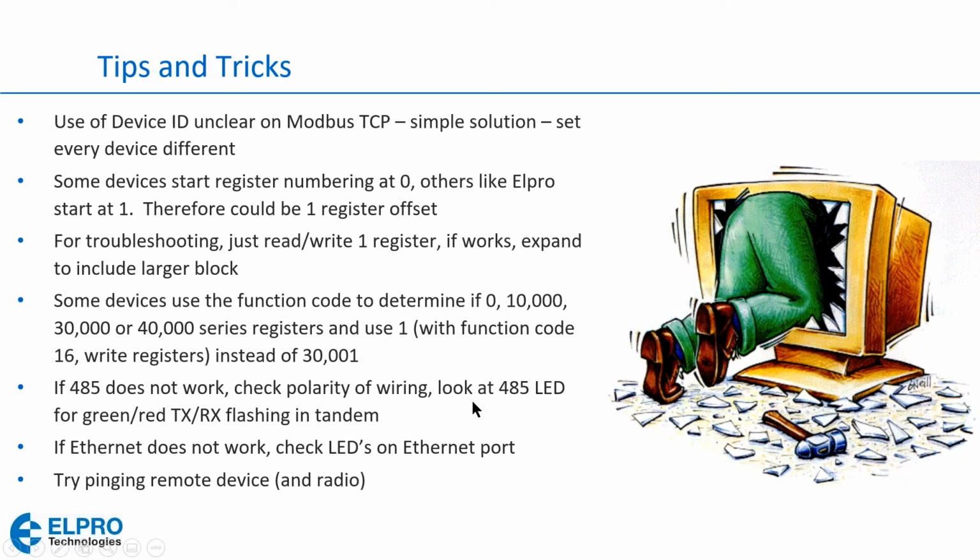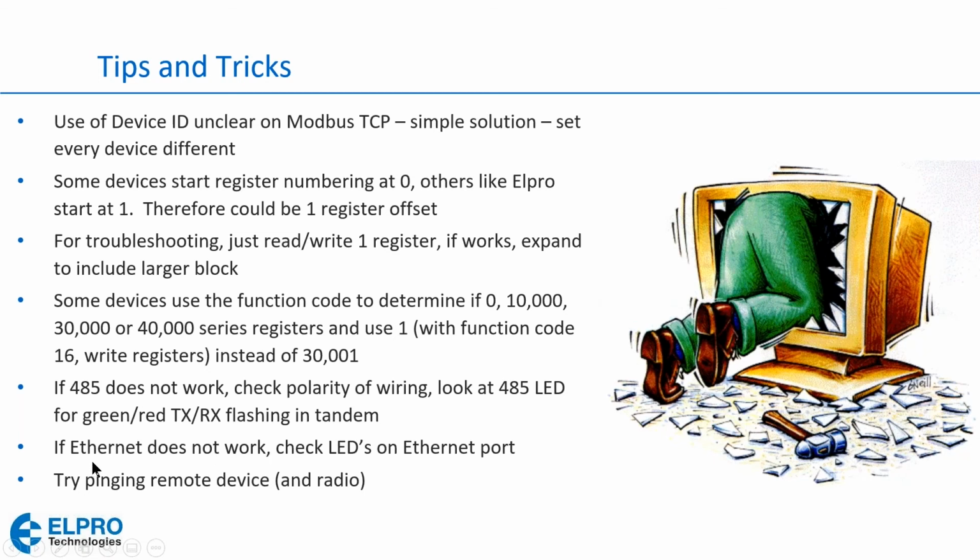Then we also want to look at the RS-485 LED on the device. In our devices, we have a single LED for RS-485, and it flashes green when transmitting, red when receiving. So what we should see is a green and red flash in tandem as the message transmits, then receives a reply, transmits and a reply, and that sort of thing.